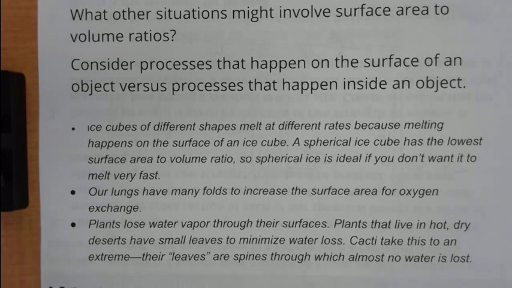So something I mentioned before, ice cubes of different shapes melt at different rates because melting happens on the surface instead of in the middle. A spherical ice cube, which you might have seen advertised in commercials for melting very slowly in drinks, has the lowest surface area to volume ratio. So it is ideal if you don't want it to melt fast. And that's something to think about when you're making ice cubes for any large amount of drinks.